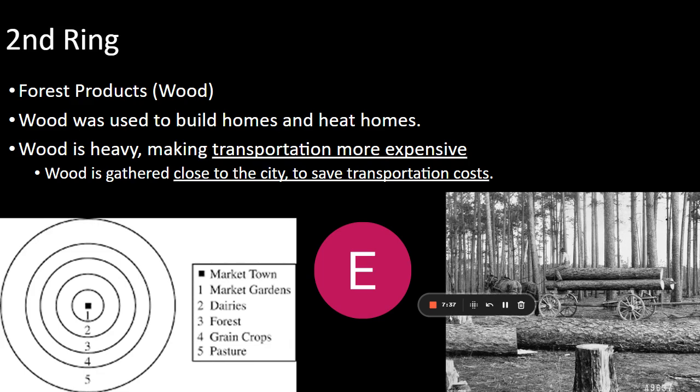If you look at other models, this one here, the concentric model, is what we call this, but there are actual maps that try to show a forest around every city, which is nonsense. But remember, the second ring is going to be your products based off of gathering materials, and it has to be close enough for transportation to not be as expensive. If you look at this picture, which was taken a long time ago, this cart is carrying like 3 trunks of tree. Logs.